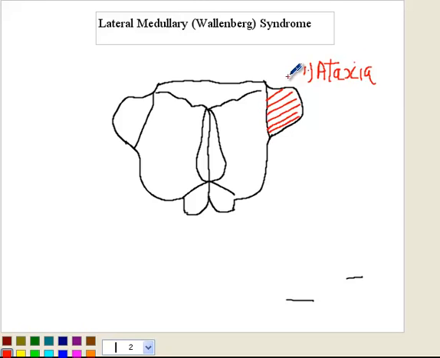Number 2, you have the vestibular nuclei involved. I'll use the green color to highlight the vestibular nuclei. You have the vestibular nuclei somewhere here. And when the vestibular nuclei are involved, it gives you vertigo, nausea, and in some cases vomiting. So as you've seen here, involvement of the inferior cerebellar peduncle gives you ipsilateral ataxia, and involvement of the vestibular nuclei can give you vertigo and nausea.